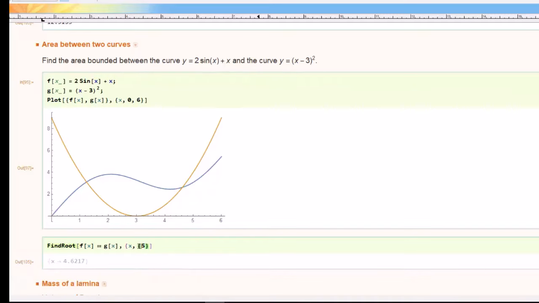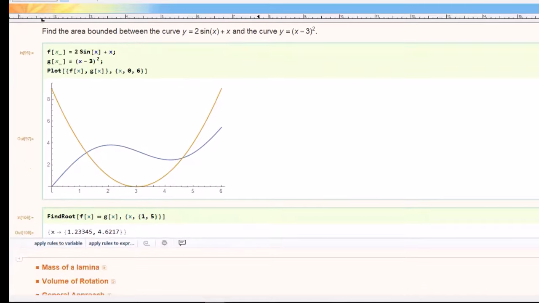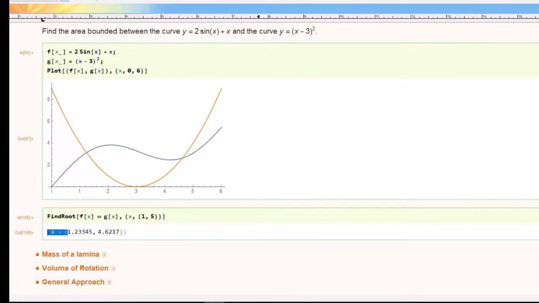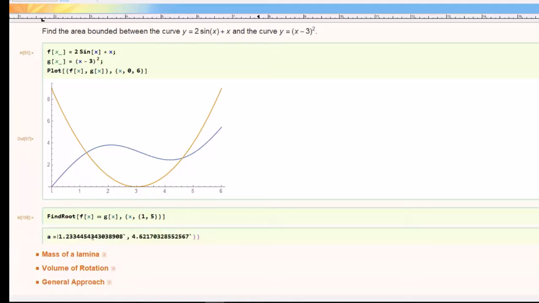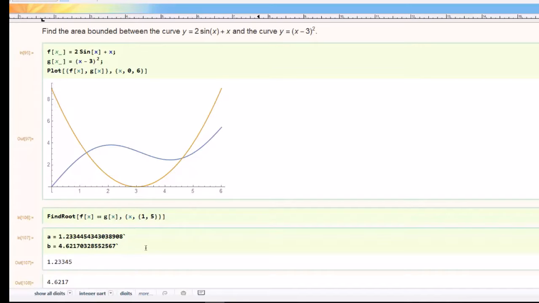Or I could actually put a list of starting points, and Mathematica would run this algorithm twice using each starting point and return each value. So I want to store these values. These are going to be my limits of integration. And there's lots of ways I can store these values. I could use some fancy code, or I could really just edit my output as well. So if I let the first output equal A and the second one equal B, and then I evaluate this, I can store my limits into A and B.